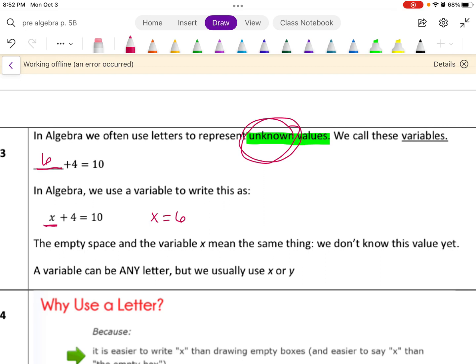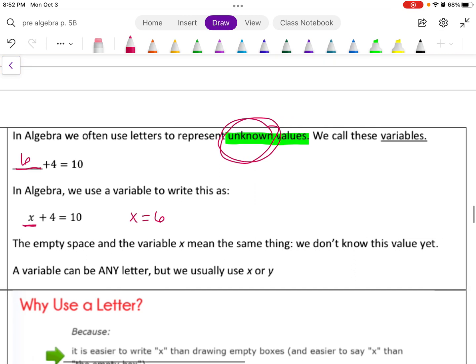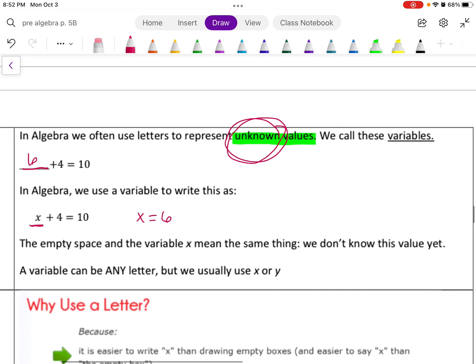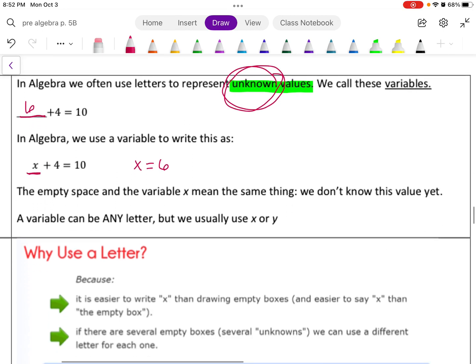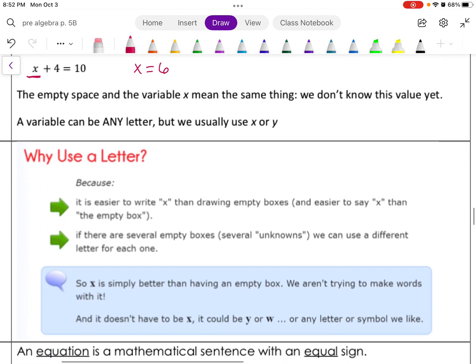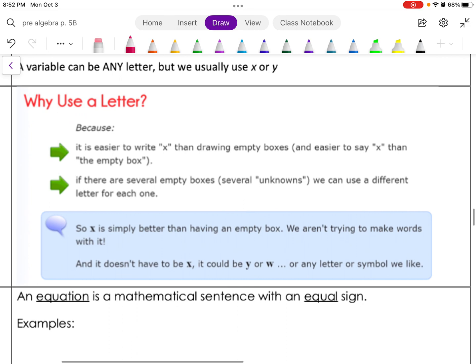So the empty space and the variable mean the same thing. We don't know this value yet. A variable can be any letter. We usually use X or Y. But again, you could use anything you want. It's just typically they use X or Y. So why use a letter? It's easier to write X than drawing empty boxes or drawing our fruit. You could try and draw an apple right now.